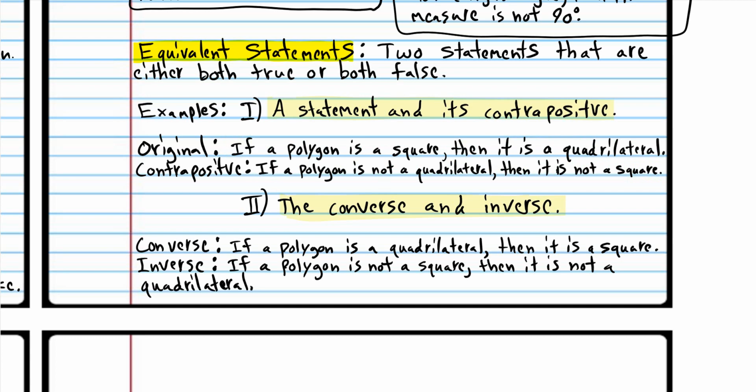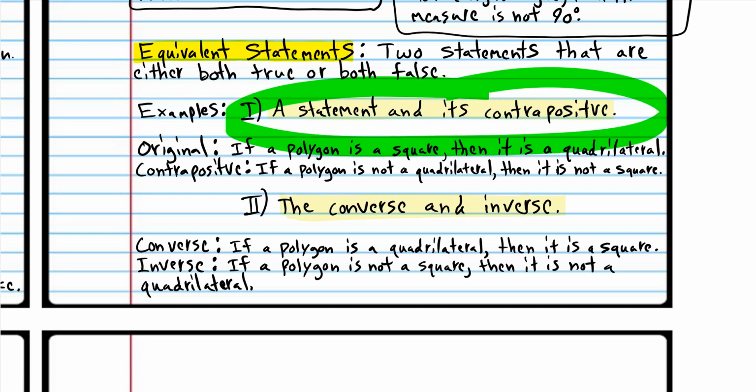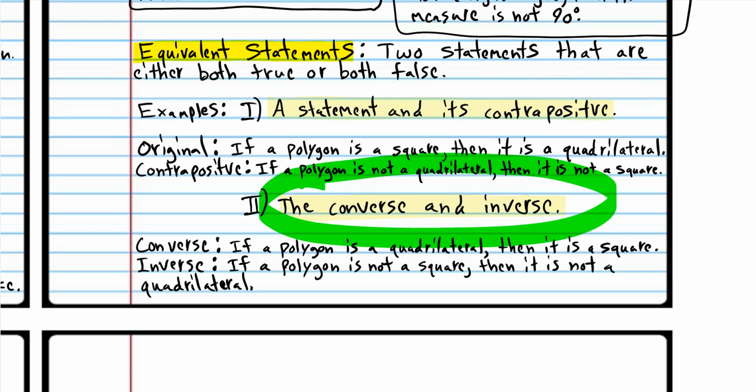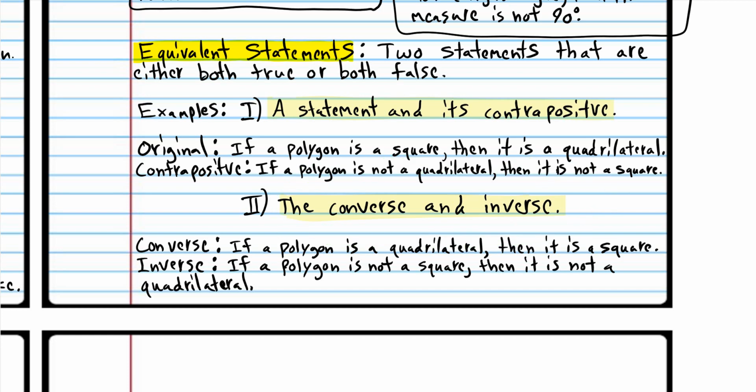we can see that that goes along with the definition of equivalent statements. So an original statement and its contrapositive are equivalent statements. That's always true. It's also true that the converse and the inverse are always equivalent statements. So here's an example. The converse of this original statement is if a polygon is a quadrilateral, then it's a square. Now that's an example where that's false.